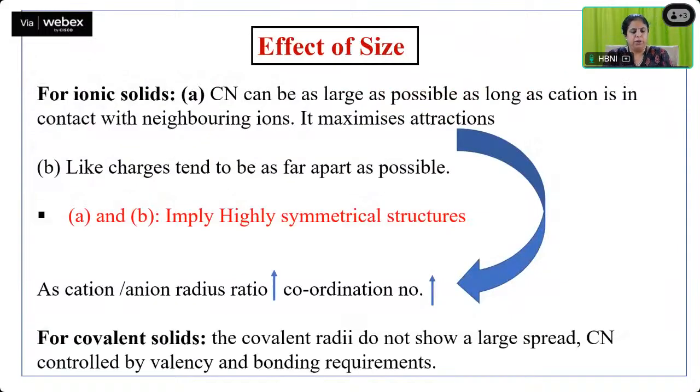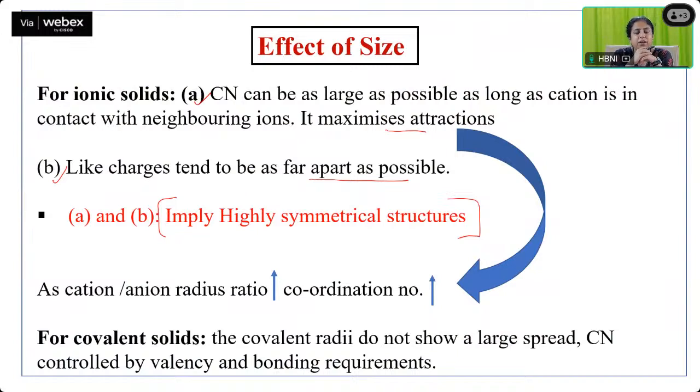Effect of size. We just talked about how, in case of ionic solids, ions will tend to have as many oppositely charged ions around them as possible. For cations, it is anions. For anions, it is cations. Why? Because it maximizes the attraction. But then like charges also tend to be as far apart as possible. So as we discussed, points A and B imply that you will get a highly symmetrical structure with as high a coordination number as possible.